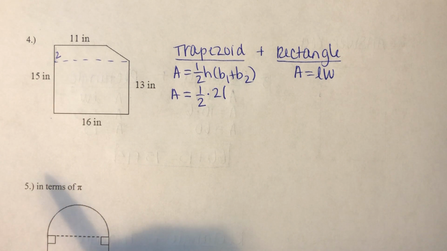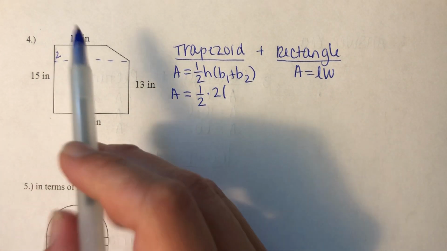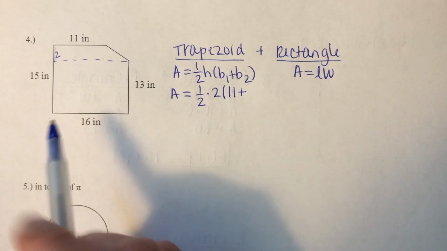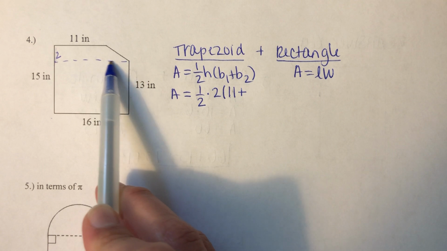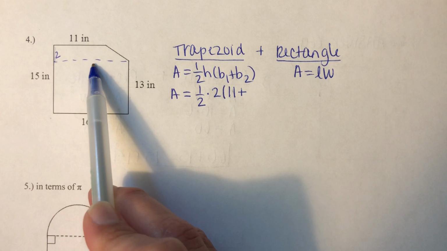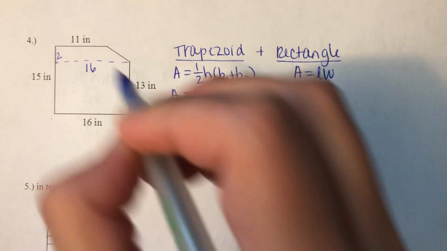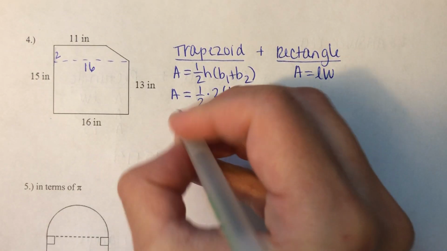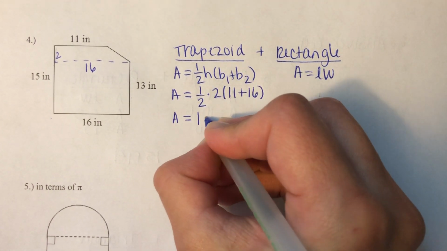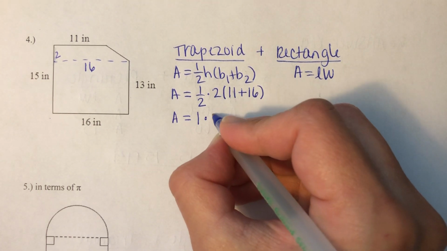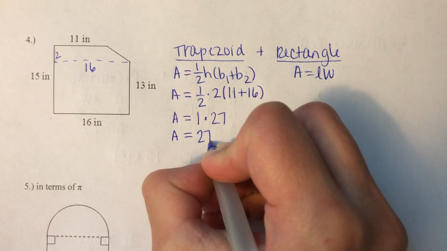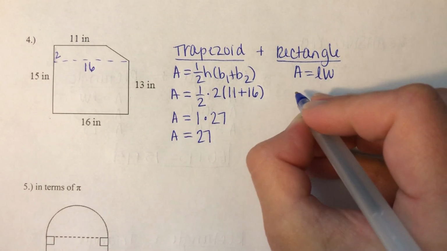My two bases are the top and the bottom of that trapezoid. I can see the first base is 11. The other base is right here, which I don't see, but because I have a rectangle, I know these opposite sides are the same, so that it's also 16. Half of 2 is 1, and 11 plus 16 is 27, and 1 times 27 is 27. All right, that was the harder one.